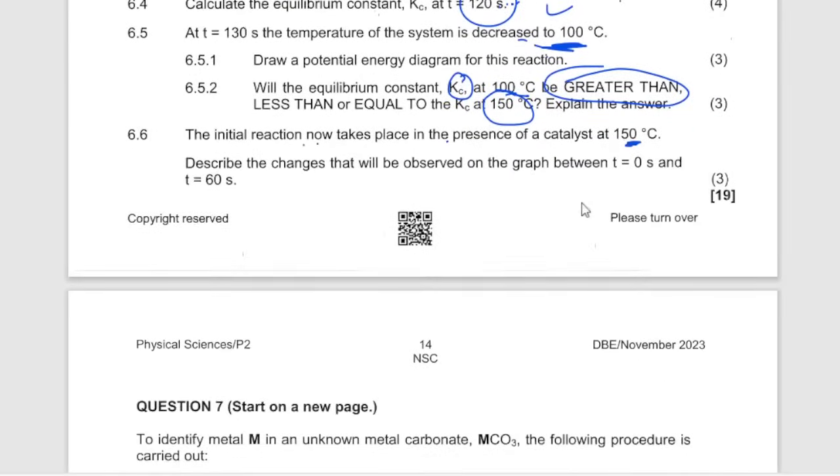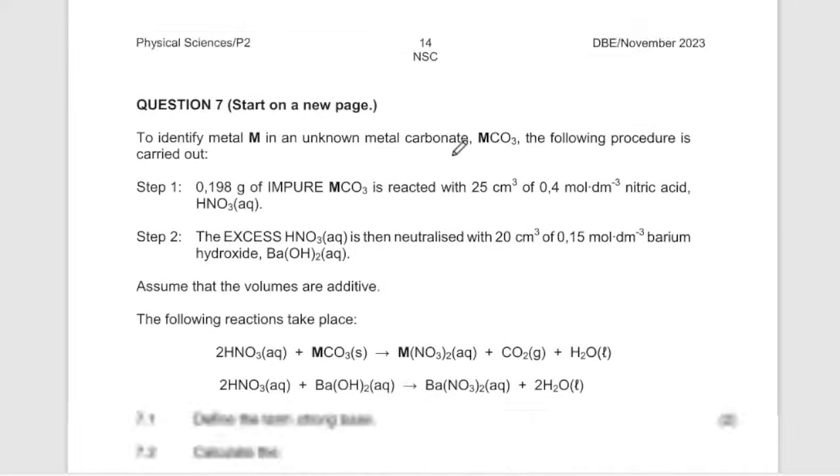Thank you. Question for chemical equilibrium, we have smashed it. Then we go to the next question, which involves calculations. Yeah, it involves good calculations. Okay. Question 7.